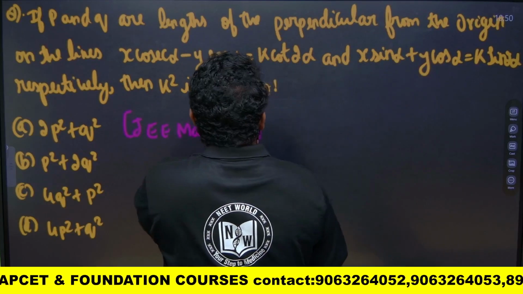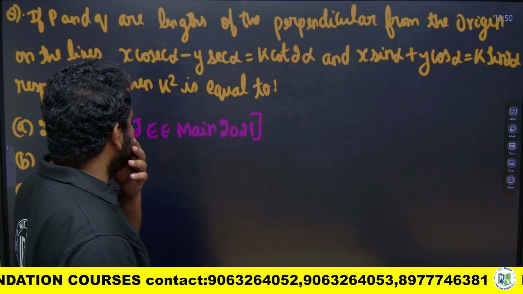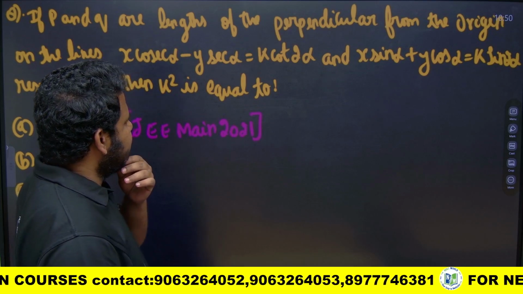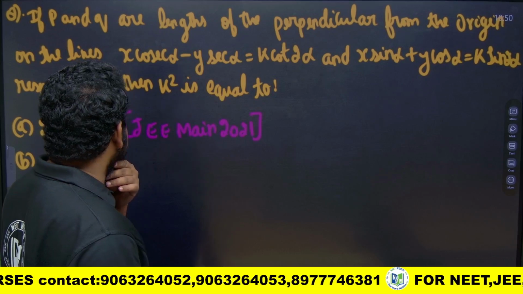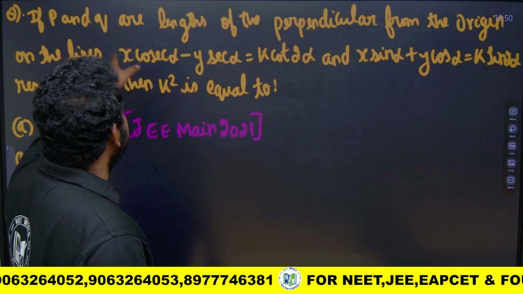If P and Q are lengths of the perpendicular from the origin on the lines x cosec alpha + y sec alpha = k cot 2 alpha and x sin alpha + y cos alpha = k sin 2 alpha respectively, then k square is equal to what, they are asking.